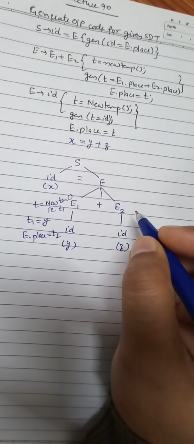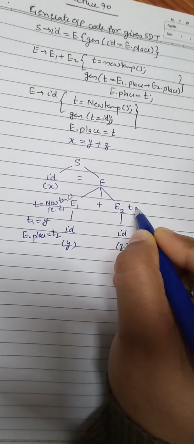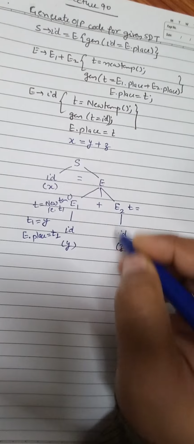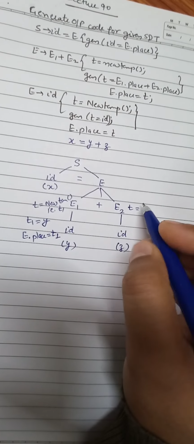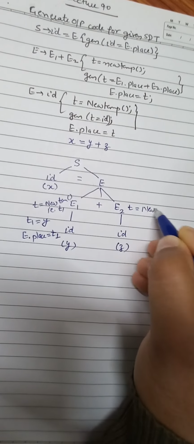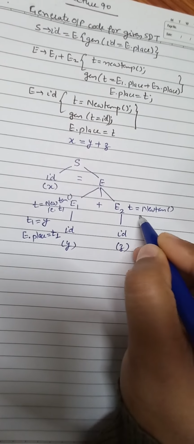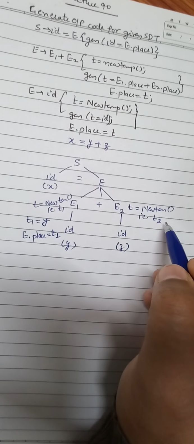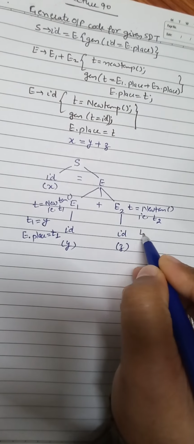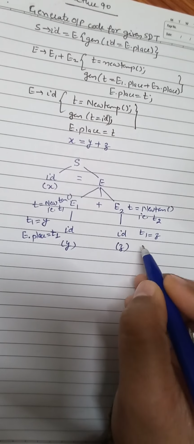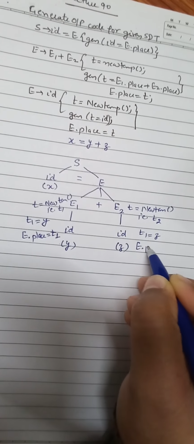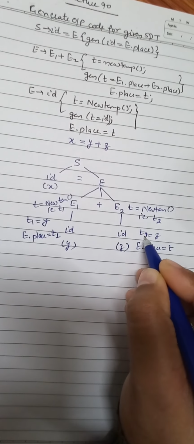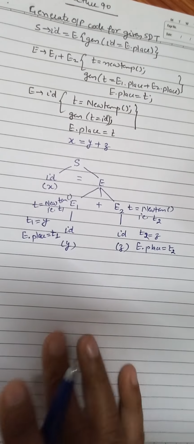In the similar way we will work here. We will generate the new temp function that returns the name of the new temporary variable on every call. This is one call, this is second call. So we are taking T is equal to new temp, that is T2 to differentiate it, because we have taken T1 here. So this is z, so T2 is equal to z, or we can say E dot place is equal to T2.